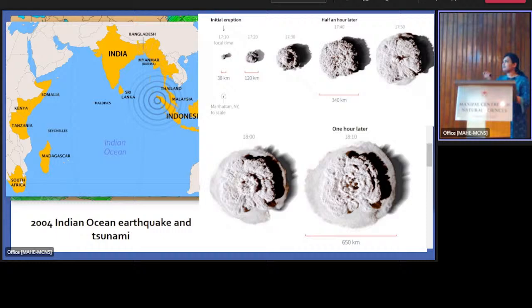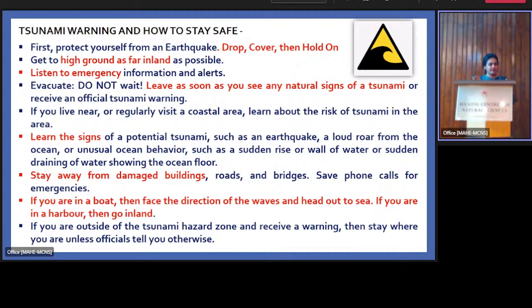Now, tsunami warnings and how to stay safe. First of all, if you know that a tsunami alert is there, you need to take care of yourself from the earthquake, and also get to high ground as far as possible. Leave as soon as you can, and if you hear or see any natural signs of a tsunami, you need to learn the signs of a potential tsunami. And if you are in a boat and you hear the tsunami alert, you should not rush towards the inland, but you should go towards the sea, because as the tsunami waves come towards land, the height increases. So if you are in a boat, you need to face the direction of the waves and head out to sea.